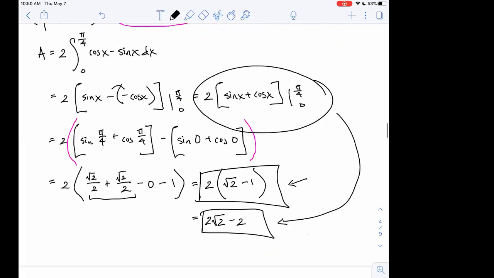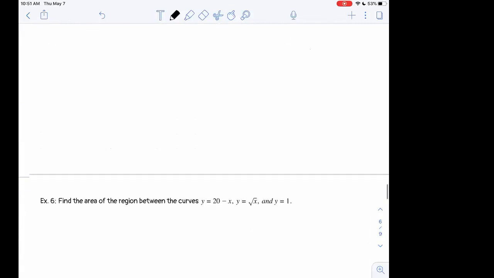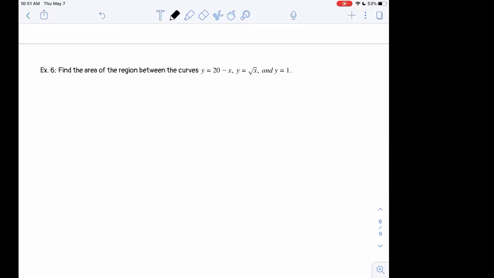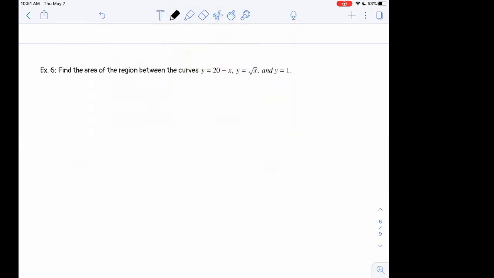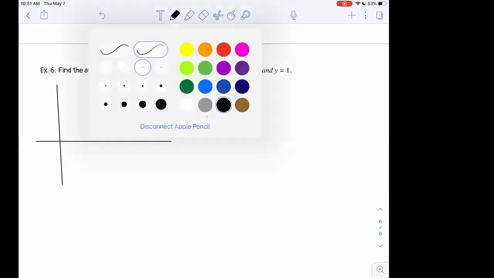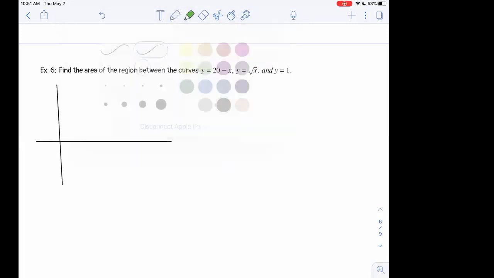Okay. So let's take a look at example 6. Example 6 says, find the area of the region between the curves y equals 20 minus x, y equals square root of x, and y equals 1. We're going to start here with a diagram like we've been doing. I'm going to have my x-axis and my y-axis. Now I've got 3 different functions this time, which is different, but let's take it piece by piece and see how we can handle this.